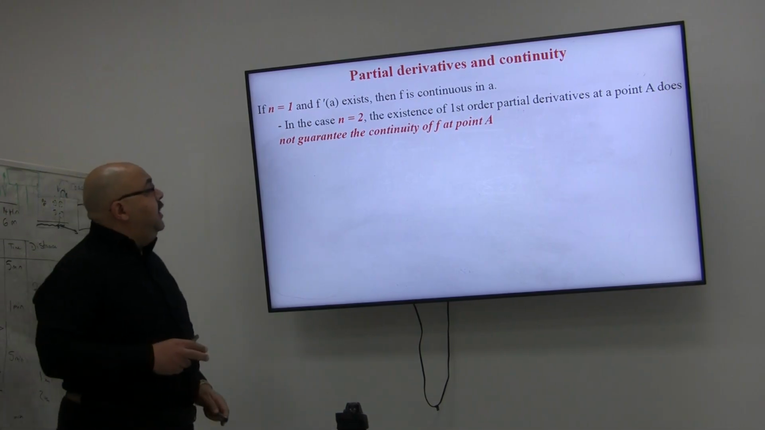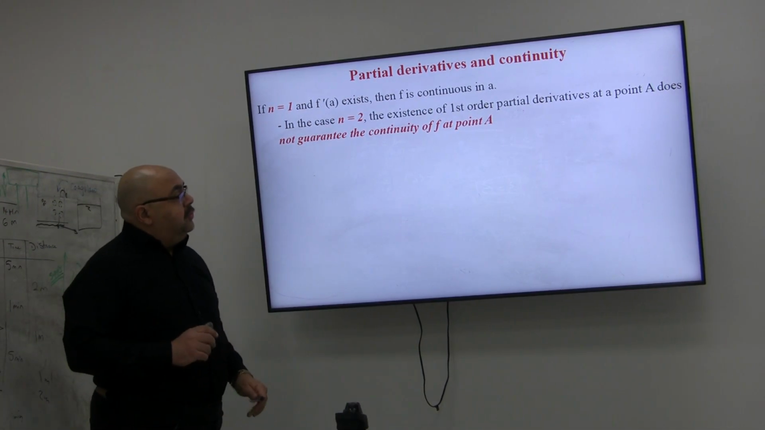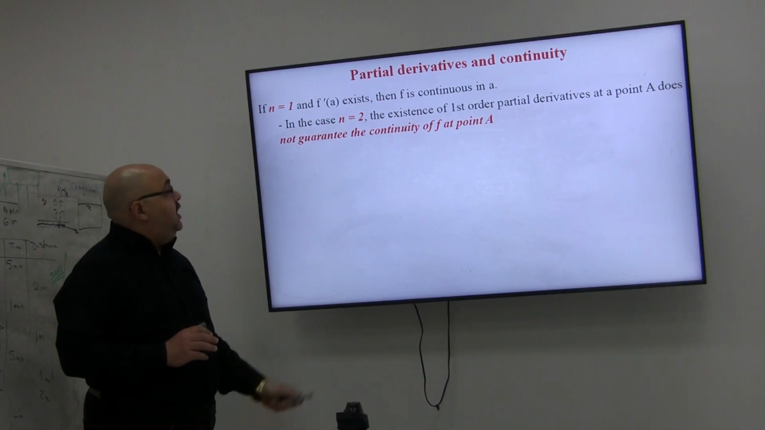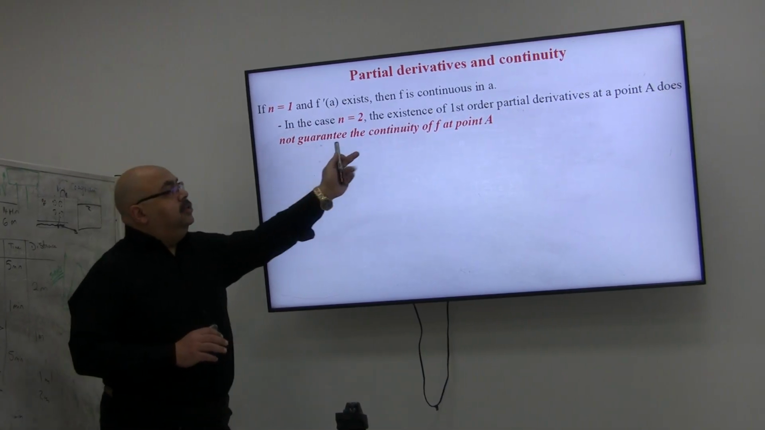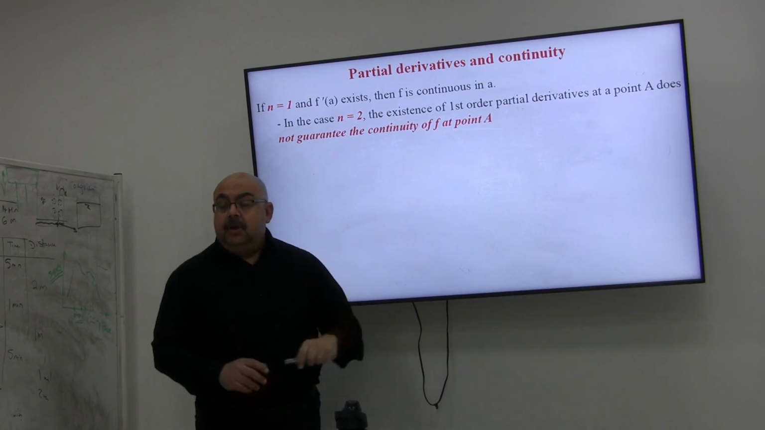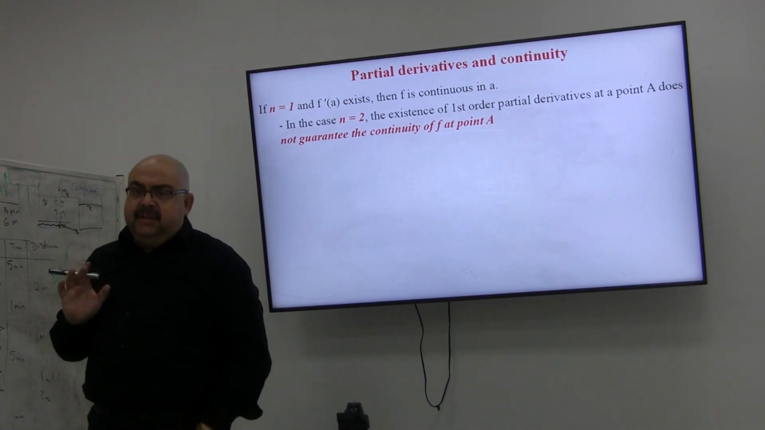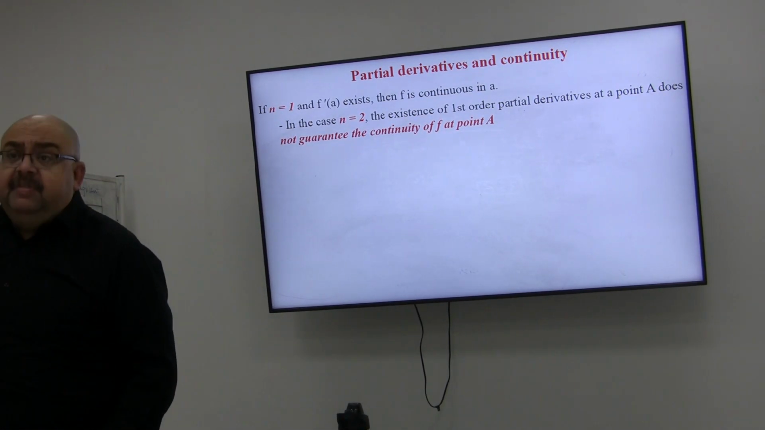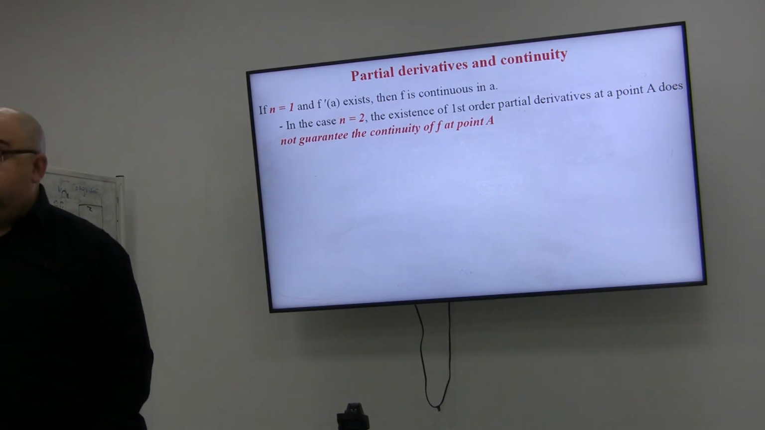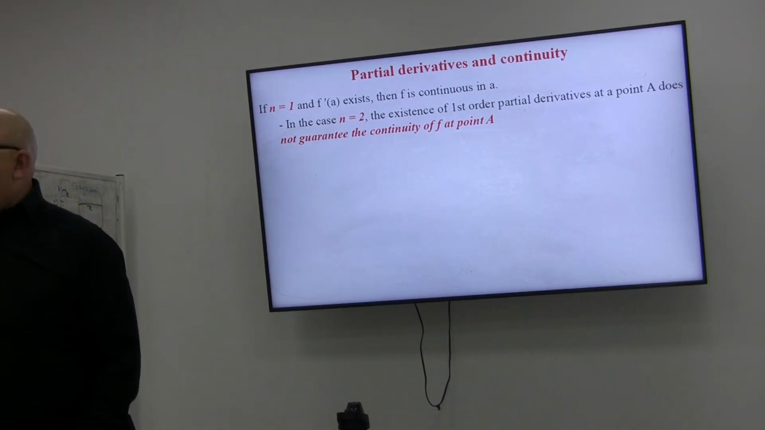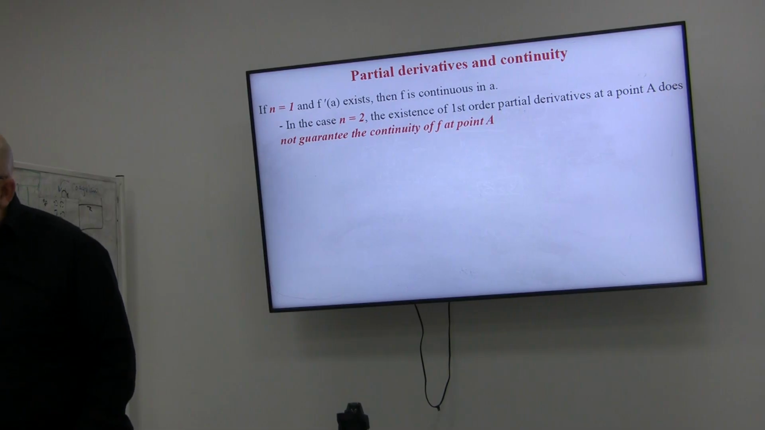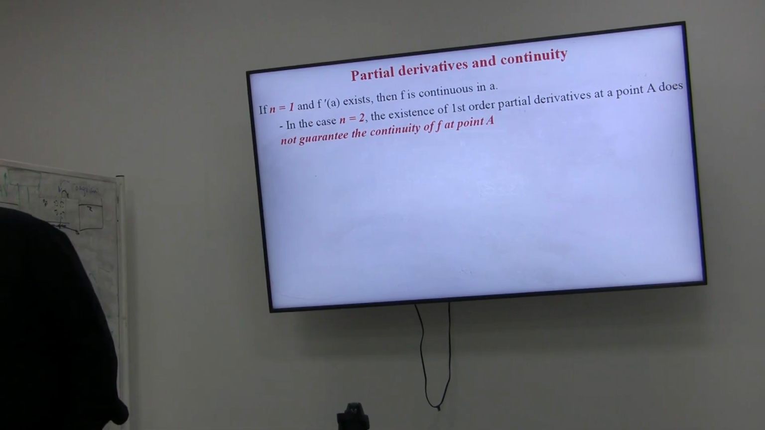Okay, in the case of n equal to 2, the existence of first order partial derivative at point A doesn't guarantee the continuity of A at a point. Look, in one dimension, if the function is differentiable, it is continuous. But in two dimensions, no. So again, in one dimension, in multi-variable functions.